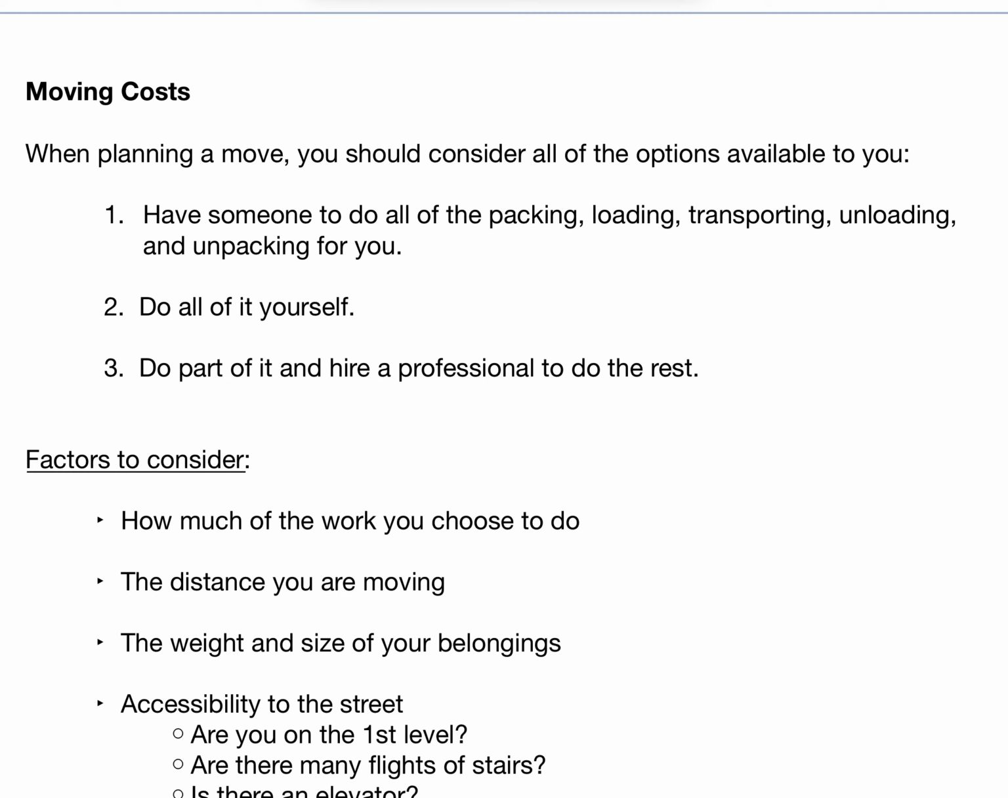Option number 2, which is the cheapest, but will take the most time and effort, is do everything by yourself. And then option 3 is to do a hybrid of 1 and 2, right? So you could do part of the packing and unpacking and just hire a professional to do the moving for you. Or you can hire a professional to do all the packing and unpacking for you, and you do the loading and transporting, right? So there's a combination of things that you could do.